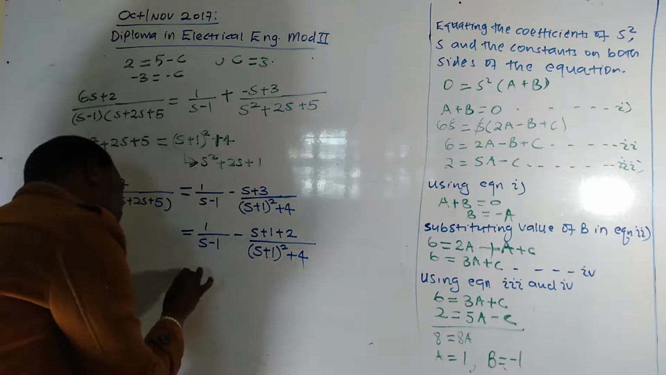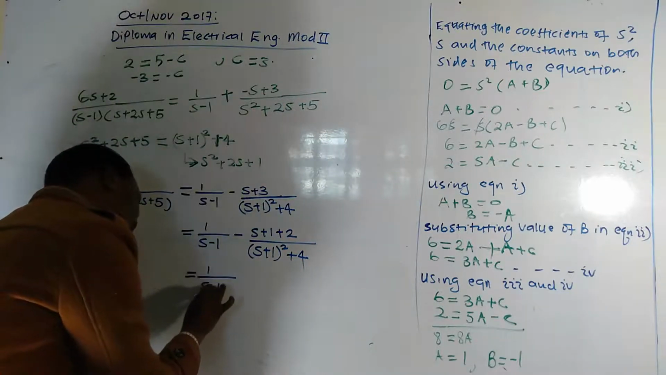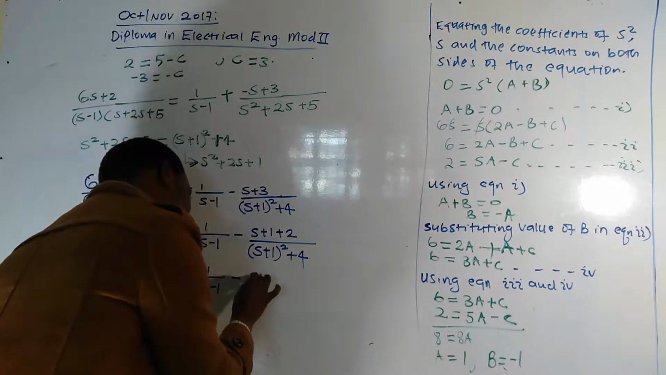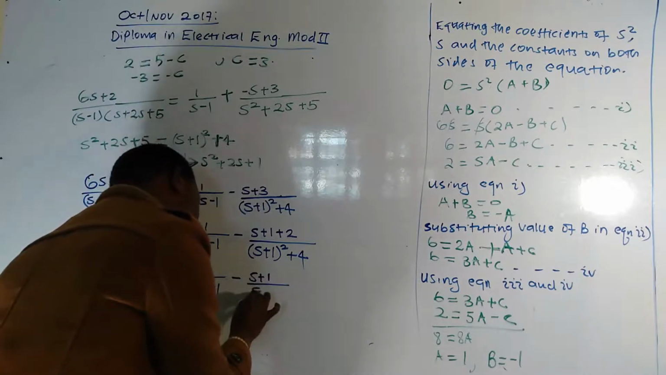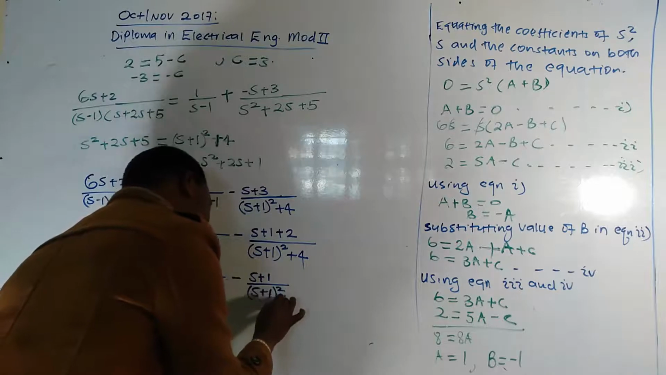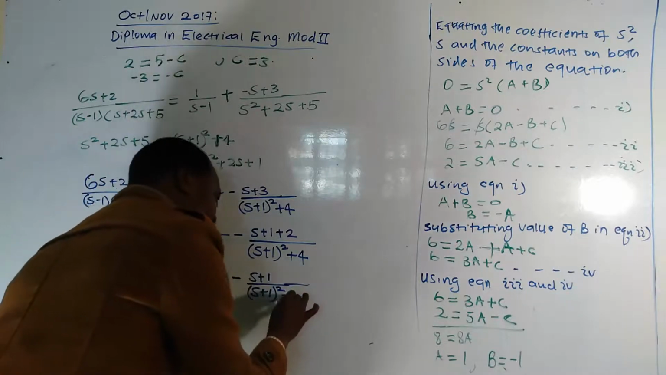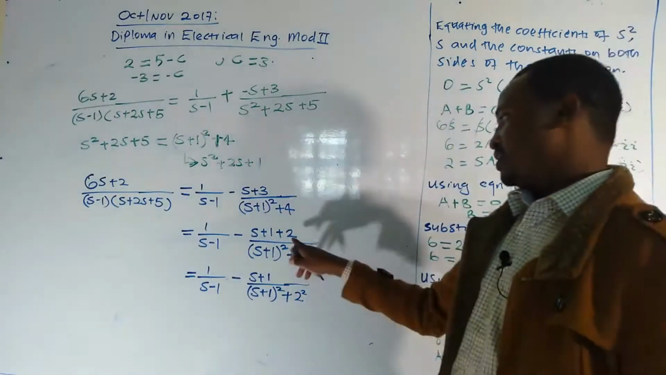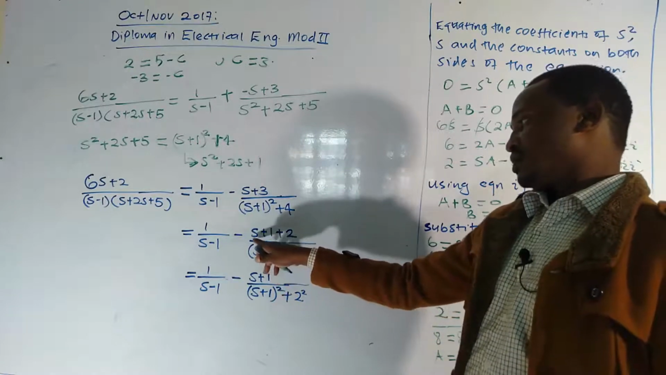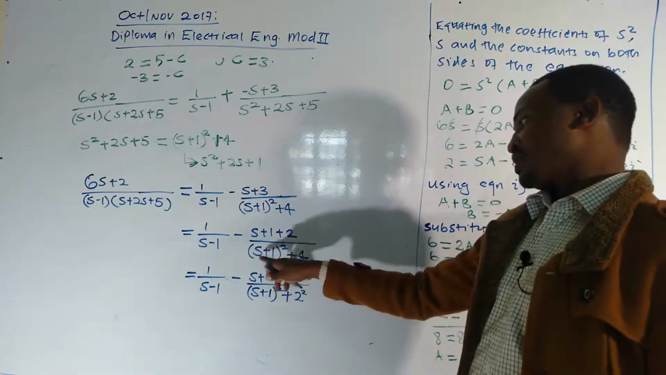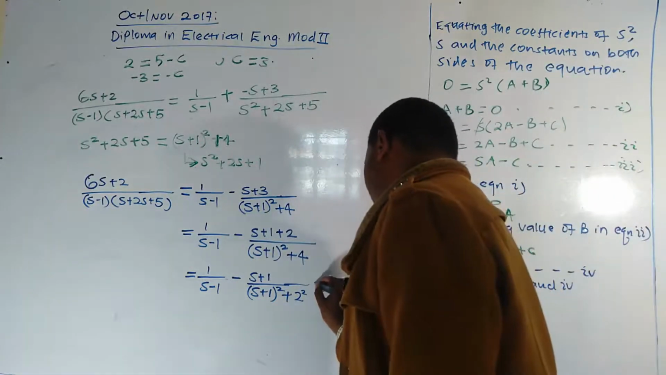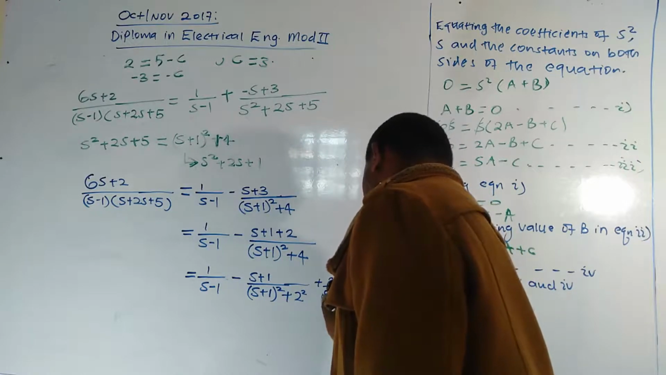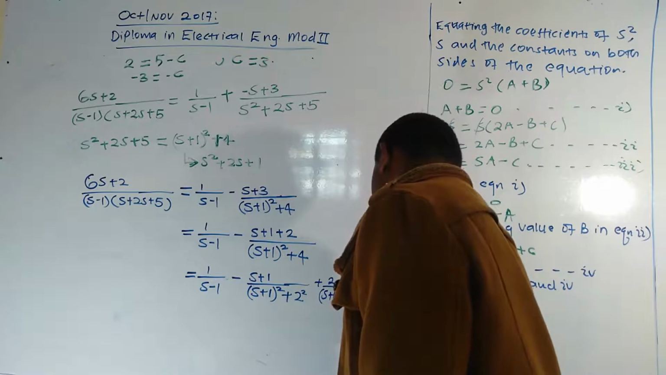This now becomes 1 over s minus 1 minus (s plus 1) over (s plus 1) squared plus this 4, you can say it is 2 squared, because they share the denominator. These 2 and these, they share the denominator. We can also say plus 2 over (s plus 1) squared plus 2 squared.